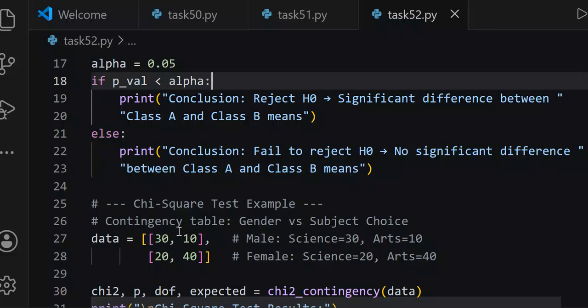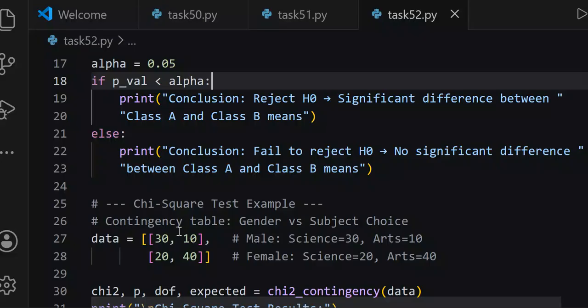A chi-square test of independence is used to determine whether two categorical variables are related. For this example, variable 1 is the gender, variable 2 is the subject choice. The test checks whether subject choice depends on the gender. So there are also two hypotheses. The null hypothesis means gender and subject choices are independent, and the alternative hypothesis means gender and subject choices are related.